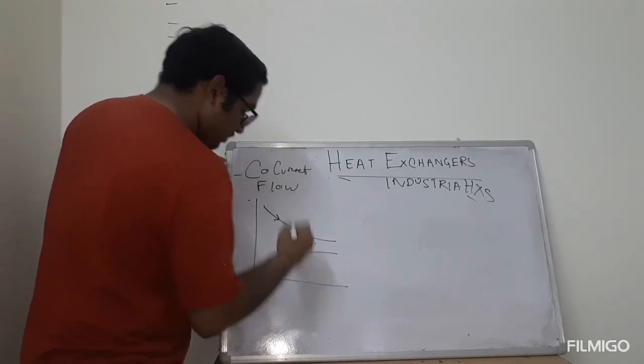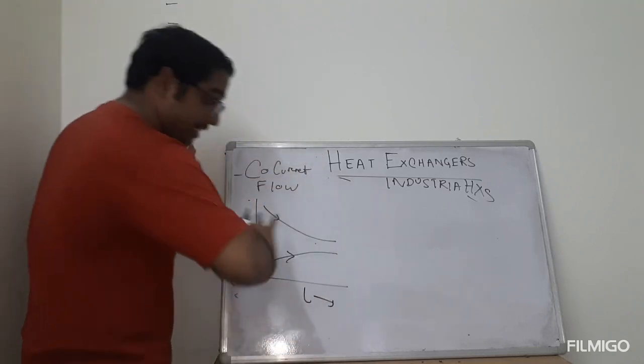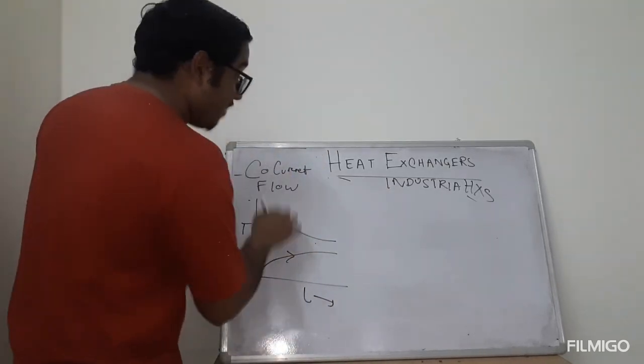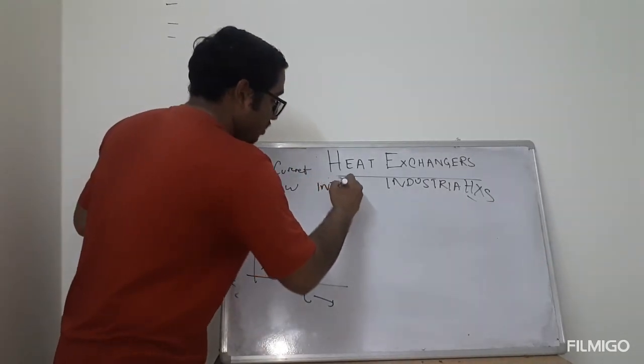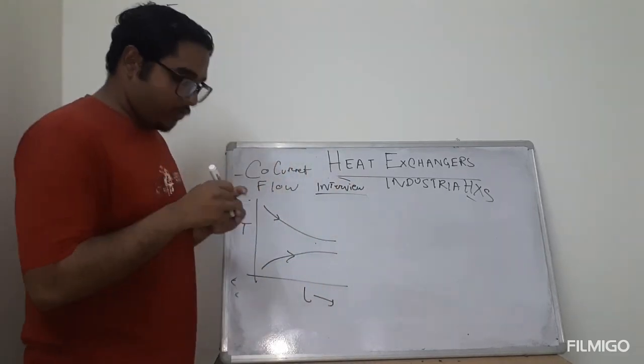So what is this? This is flowing simultaneously. And what is this? This is the length of the heat exchanger. Along the length of the heat exchanger, what is the temperature profile? Now this graph is very, very commonly asked in the interviews. Very important question in the interview.